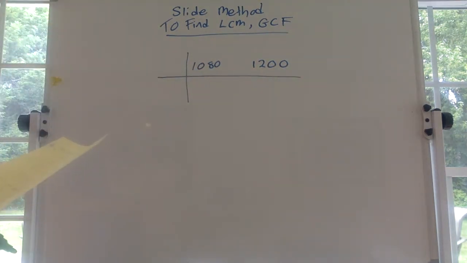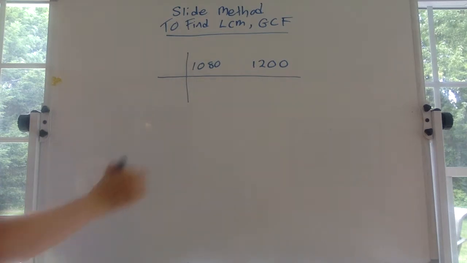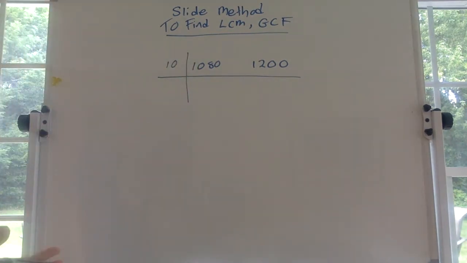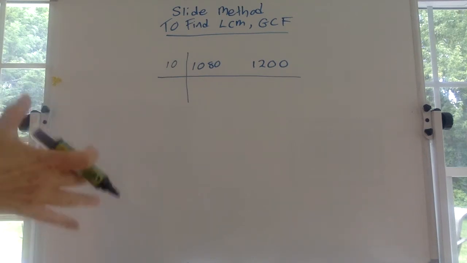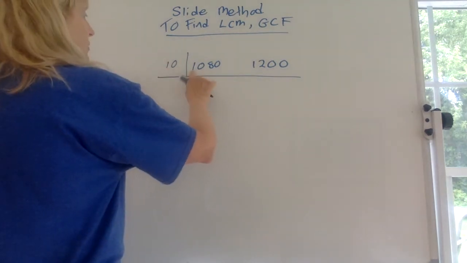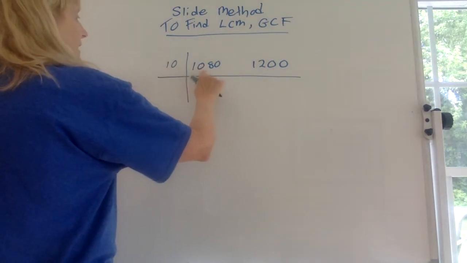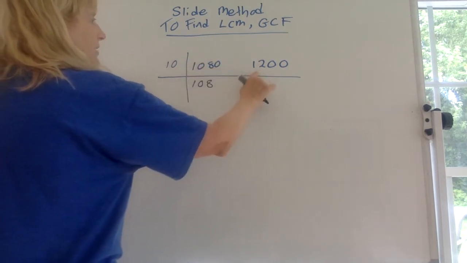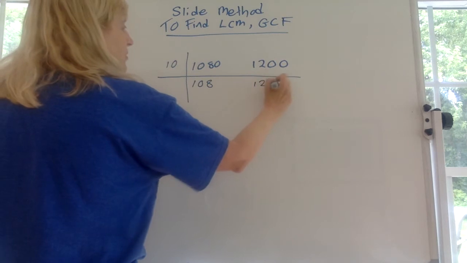And you're going to look at those two numbers and ask, is there a number that divides evenly into both of those? I see zeros at the end, so I say 10. It doesn't have to be 10 first. It could be any number that divides evenly in. Everybody could do this a little bit differently and still get the same answers. But you know that 10 goes into 1080, and if you divide 1080 by 10, what do you have left? 108. If you divide 1200 by 10, what do you have left?